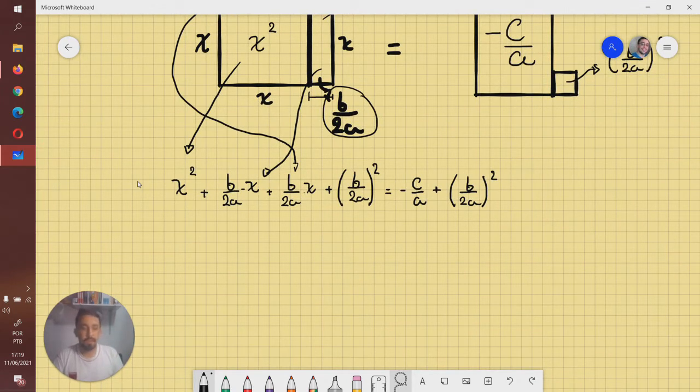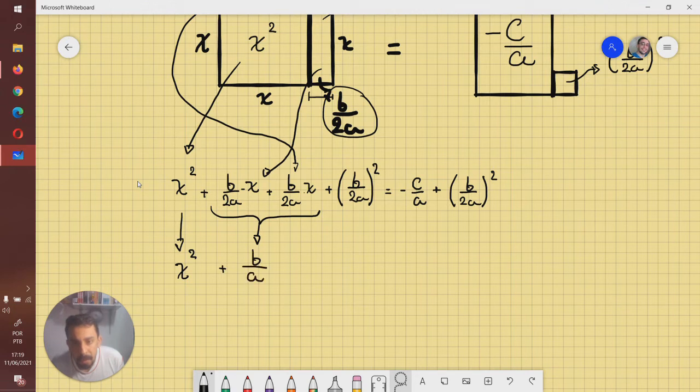To simplify this math, what I'm going to do is rearrange the numbers which are squared. Well, x will be left as x squared. These two terms can be joined. Take a look. I'm going to put here, this will become b over a x.